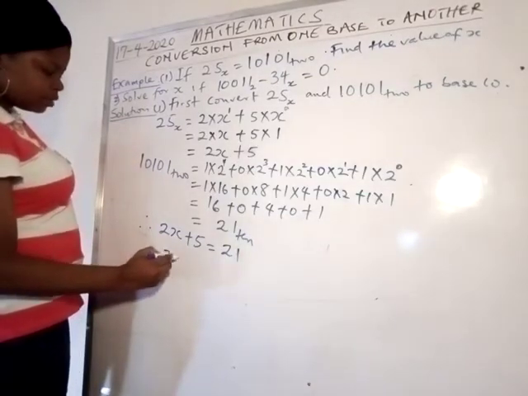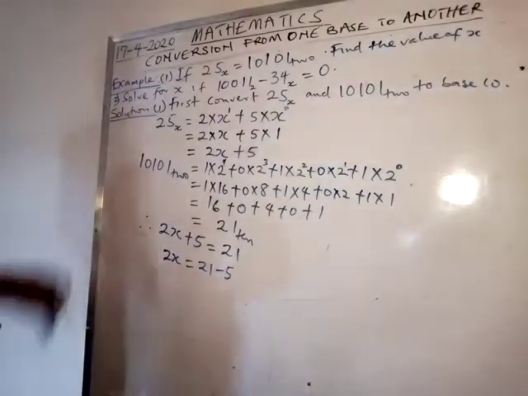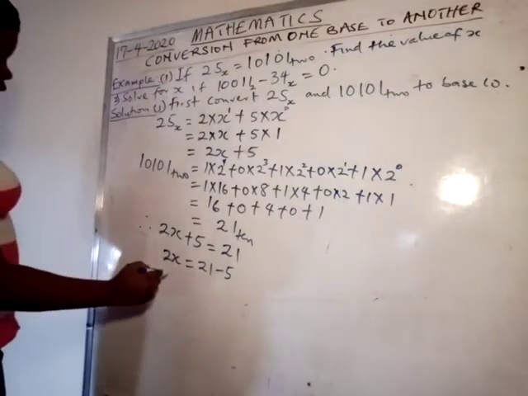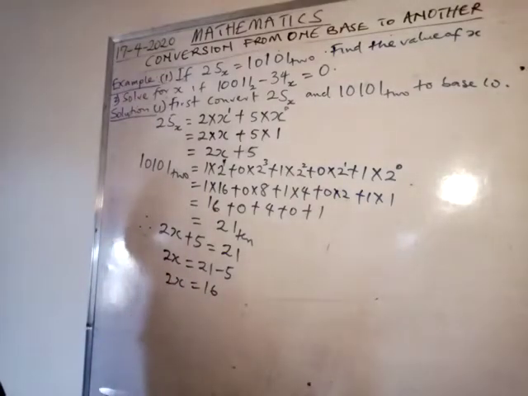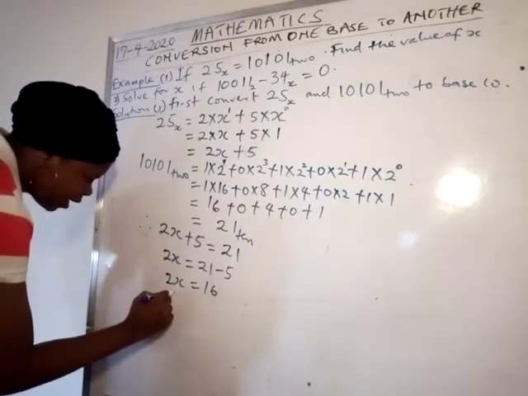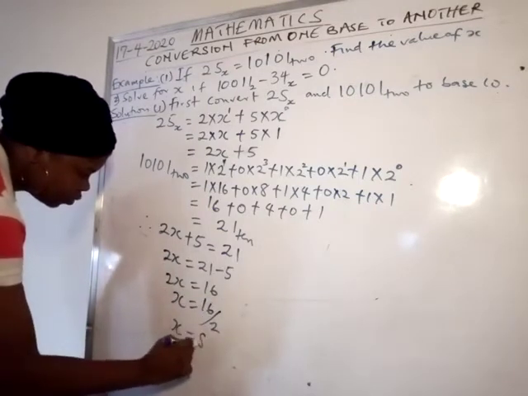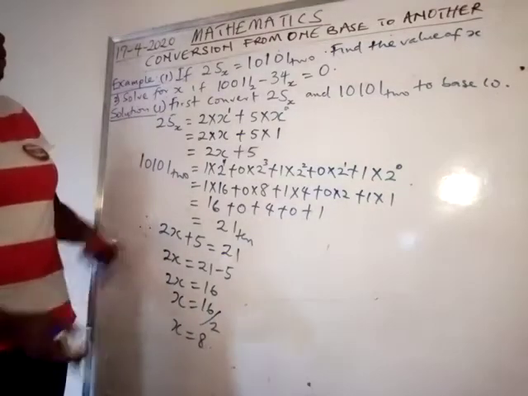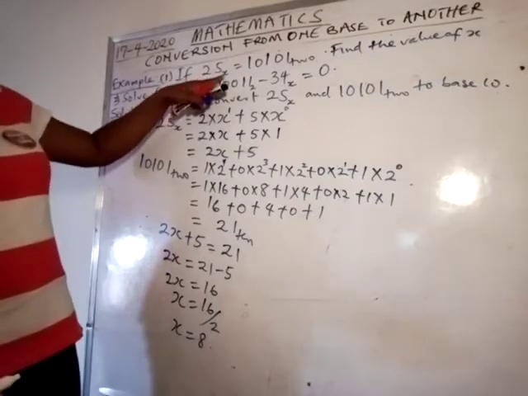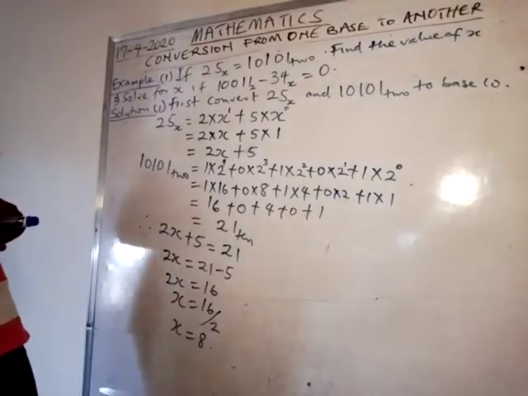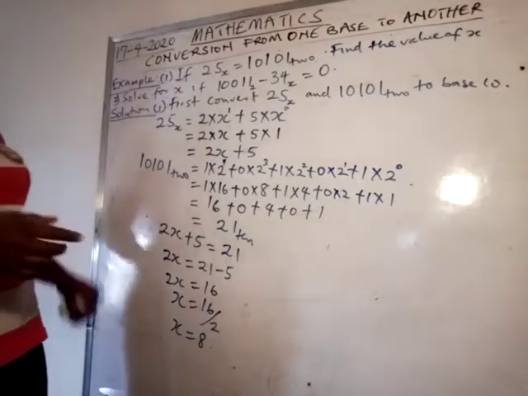So my 2x is going to be 21 minus 5. Now, what is 21 minus 5? That will give me 2x is equal to 16. Do you get that now? So I will divide both sides by 2. x is equal to 16 over 2. x is equal to 8. So meaning that my x here is in what? Base 8. So I have 25 in base 8. Are you getting my point? Before it can be the same thing as this. Do you understand?